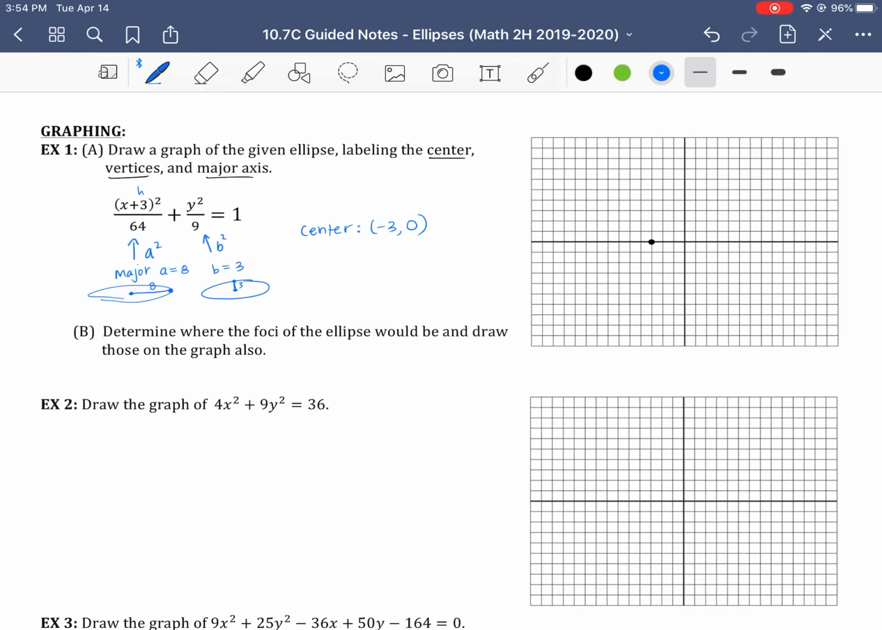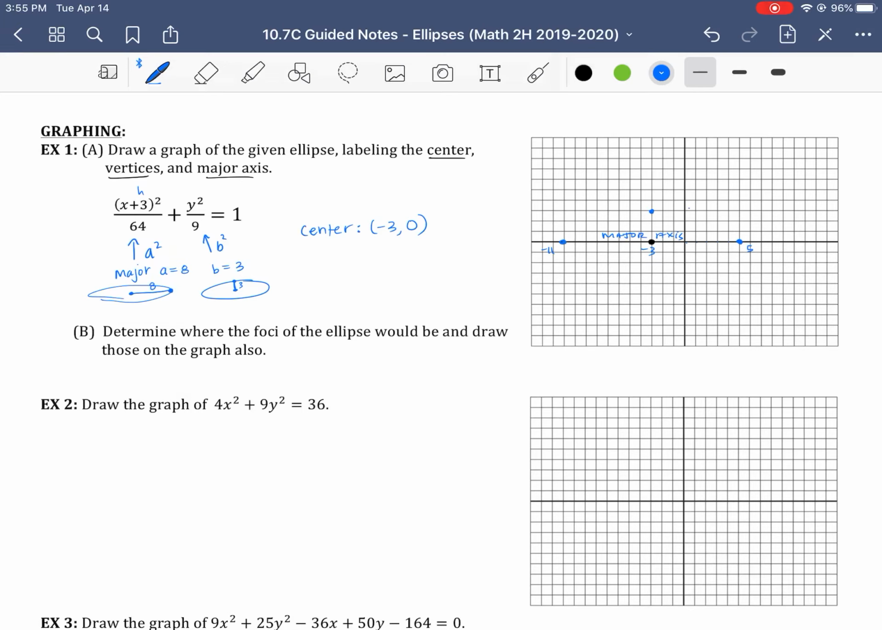Our a value is 8, so we know that we're going to count 8 units to the right. So 1, 2, 3, 4, 5, 6, 7, 8 over here puts me at 5, and I'm going to label that so I remember. And then we're going to go 8 units to the other direction. So left, 1, 2, 3, 4, 5, 6, 7, 8. Okay, and that's out at -11. So notice we've created just a symmetric piece. That right there is our major axis. Okay, so normally we don't have to label that, it just asked us to, so we're going to label that major axis.